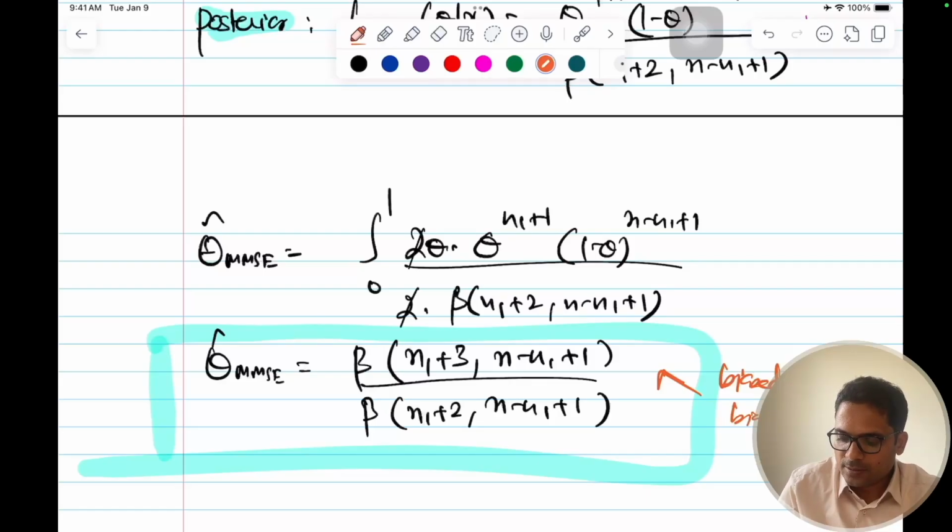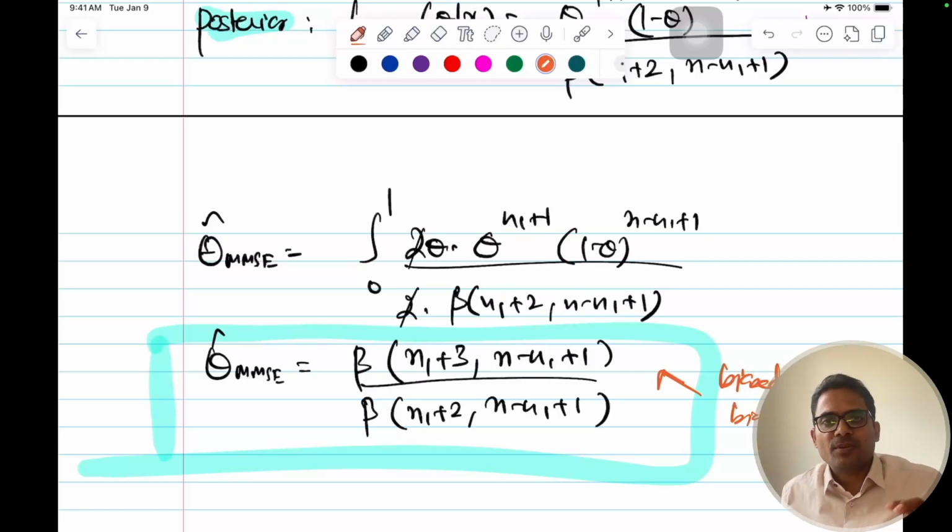biased towards 1. We saw both the cases. In the first one, in theta MAP, we saw bias towards 0, and in MMSE we saw bias towards 1, so that it gives you an idea. The prior can be biased towards any of the values, and depending upon that we will get the final outcome.